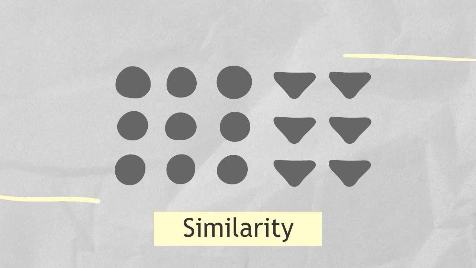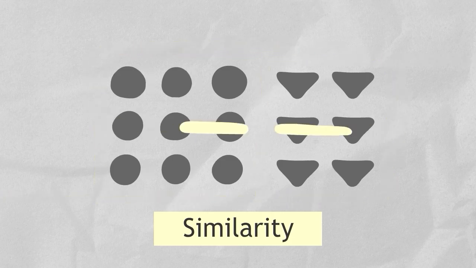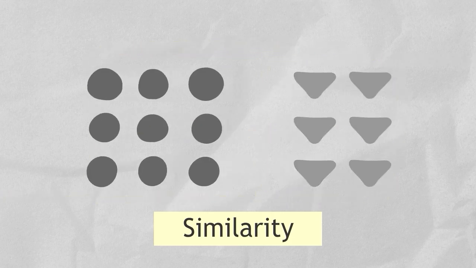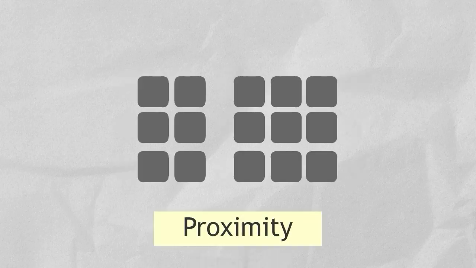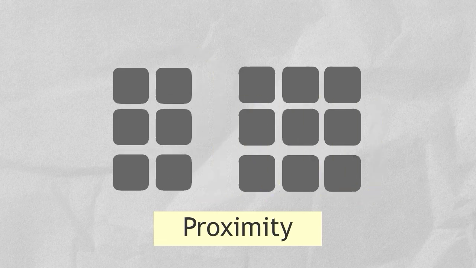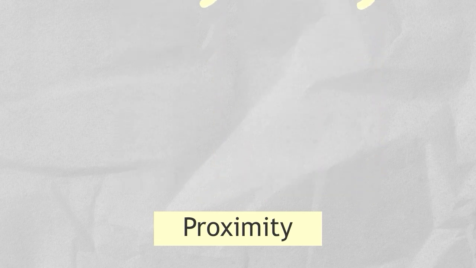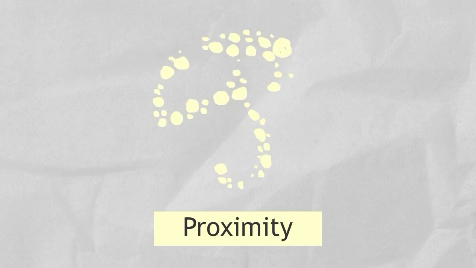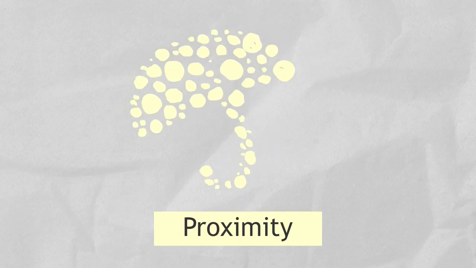Similarity. Based on the principle of similarity, objects that look more similar to each other are grouped together in our mind's eye. Proximity. The principle of proximity suggests that we tend to put objects which are close together into a group. When we look at small objects close together, we see a tight group with its own form too.